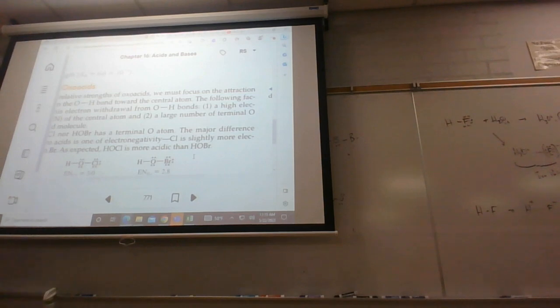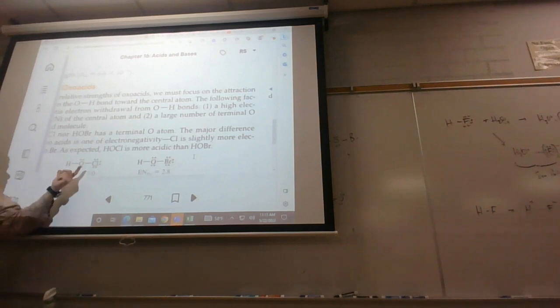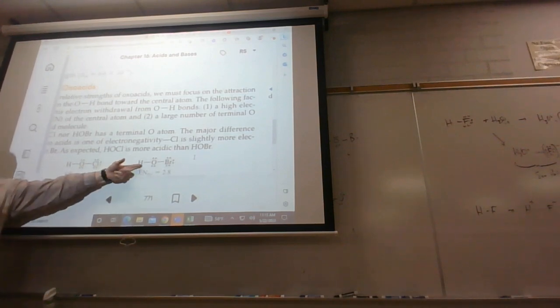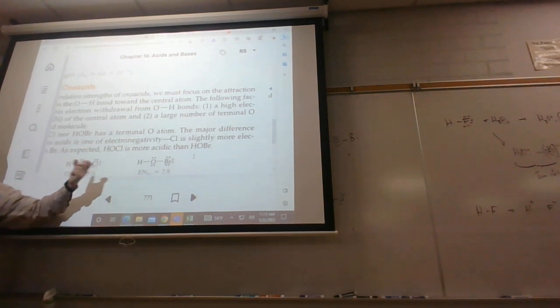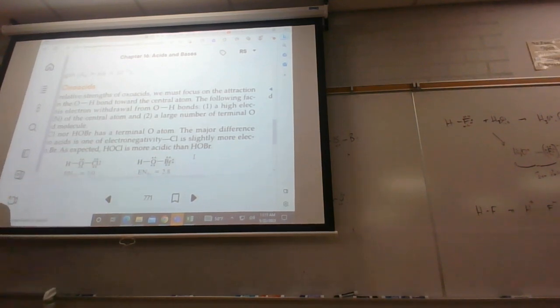HOCl versus HOBr. Okay, number one, bond strength. What bond are we trying to break? The HO bond. Here we're trying to break the HO bond. This one we're trying to break the HO bond. So, tie, let's say. So if it's not bond strength, then what do we look at next?